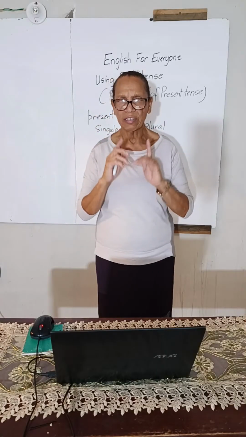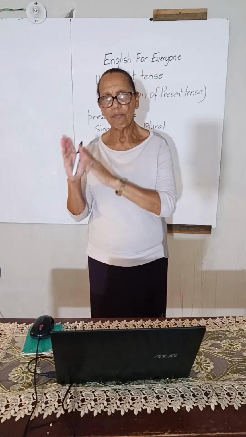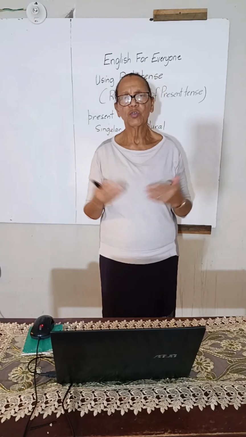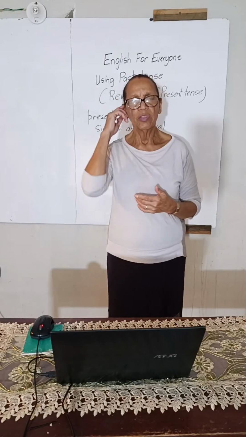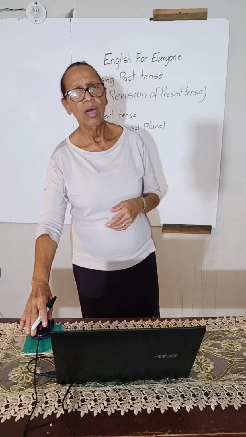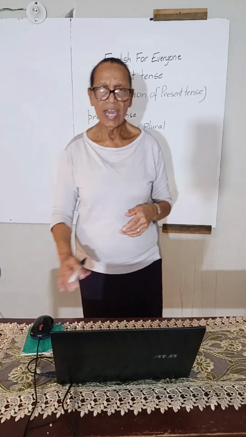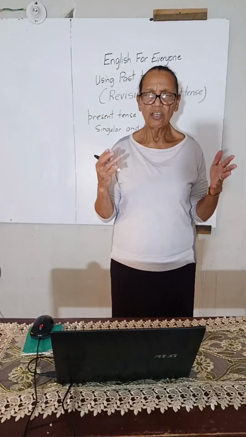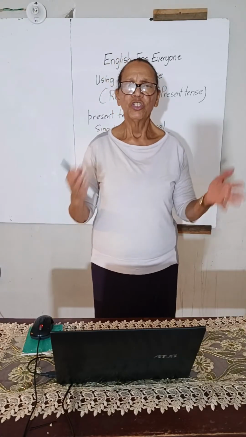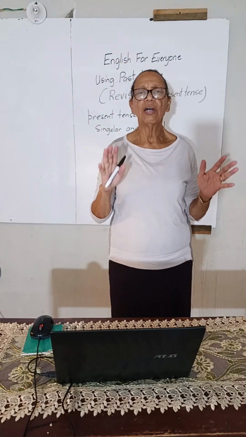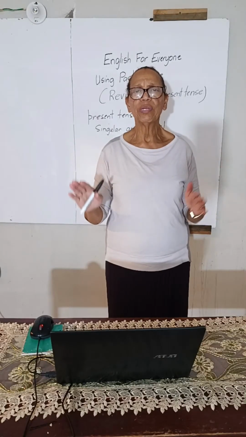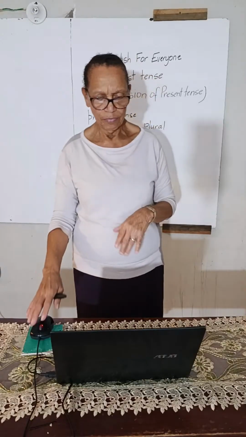John walks to school every morning. John and Mark walk to school every morning. So these are called present tense. They eat dinner at 7 p.m. She eats dinner at 7 p.m. So present tense are used with habitual actions.